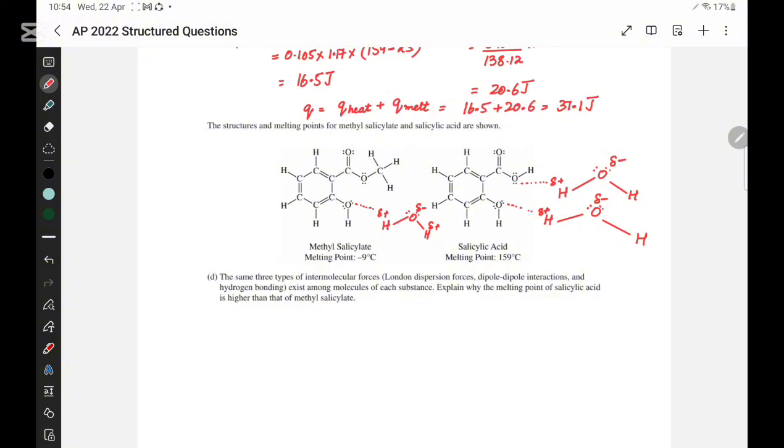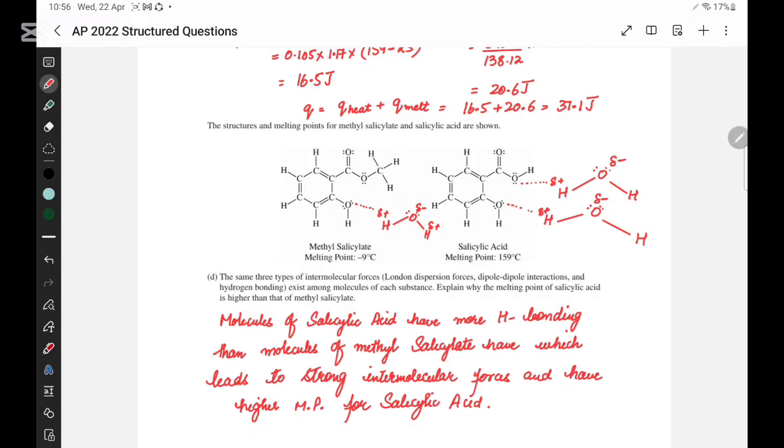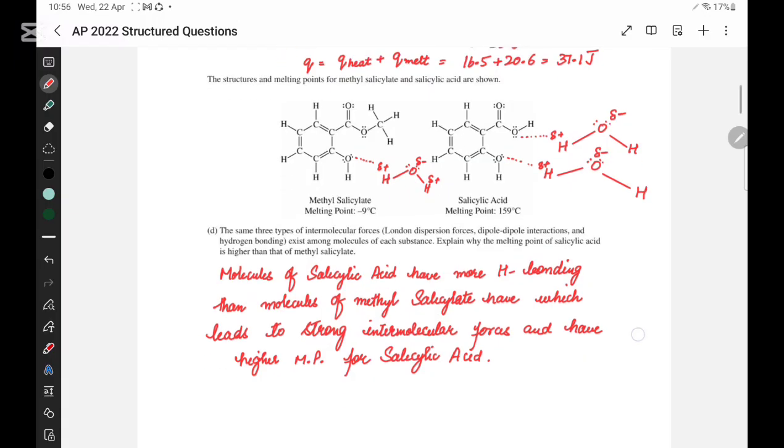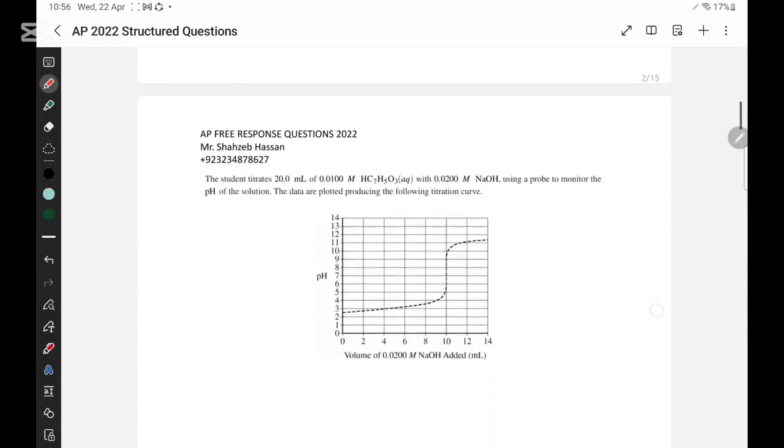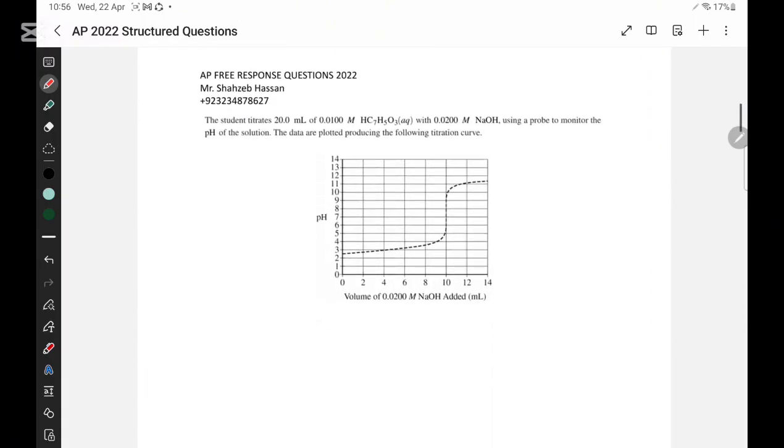So how am I going to write the explanation? So this is going to be the right explanation, that molecules of salicylic acid have more hydrogen bonding than molecules of methyl salicylate. Because of that, it is going to have strong intermolecular force and thus have high melting point. Now for this part, a student titrates 20 milliliter of 0.1 acid with 0.02 NaOH.